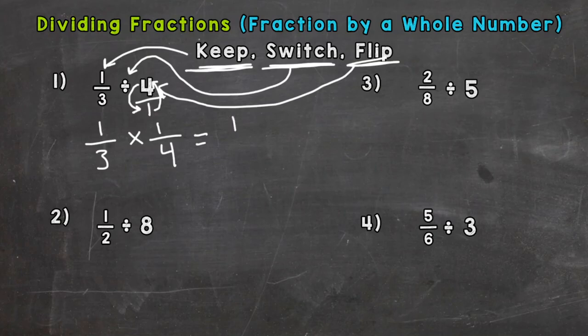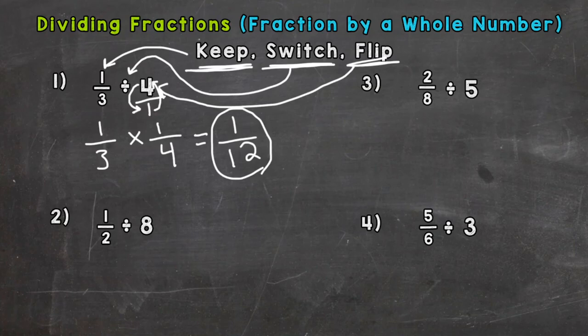1 times 1 is 1, and 3 times 4 is 12. Now this fraction can't be simplified. The greatest common factor between 1 and 12 is 1. So we are done. 1/12.